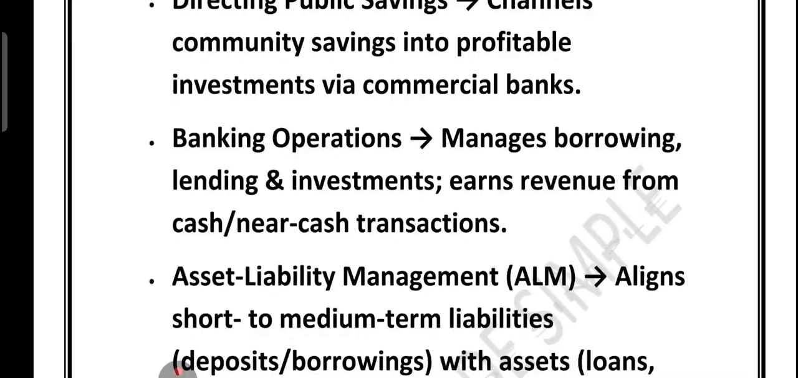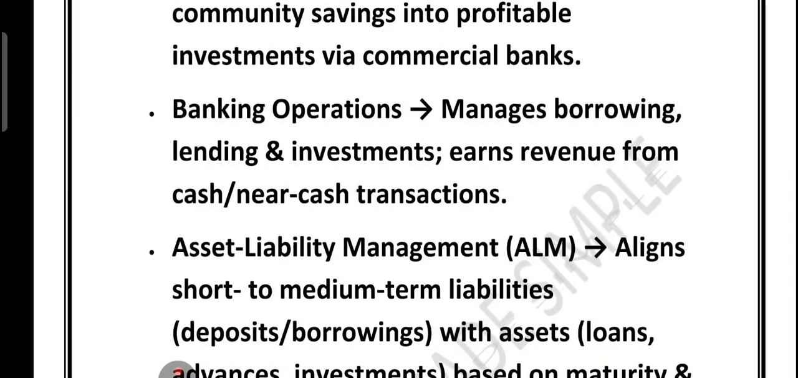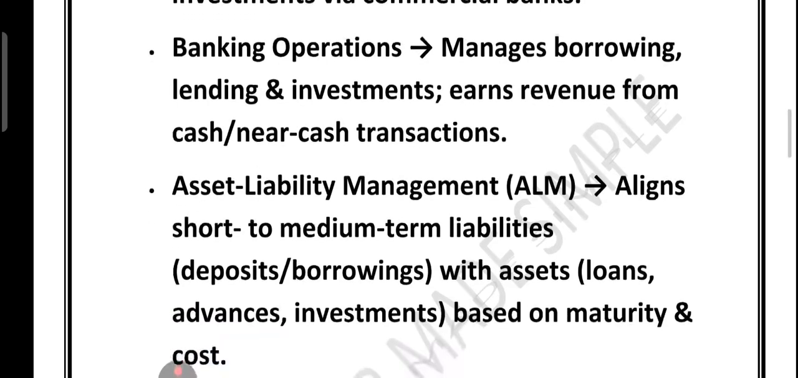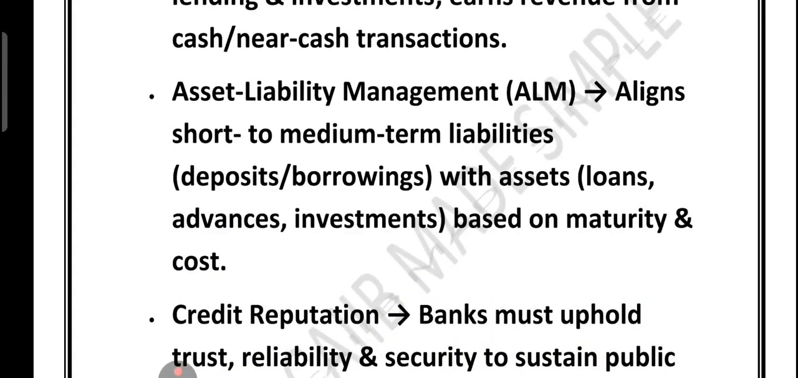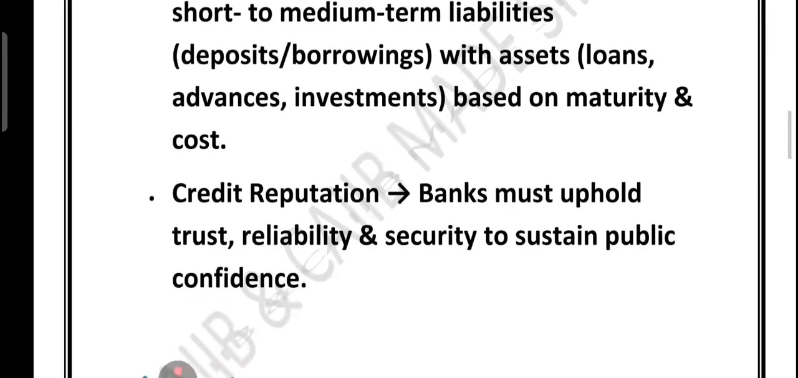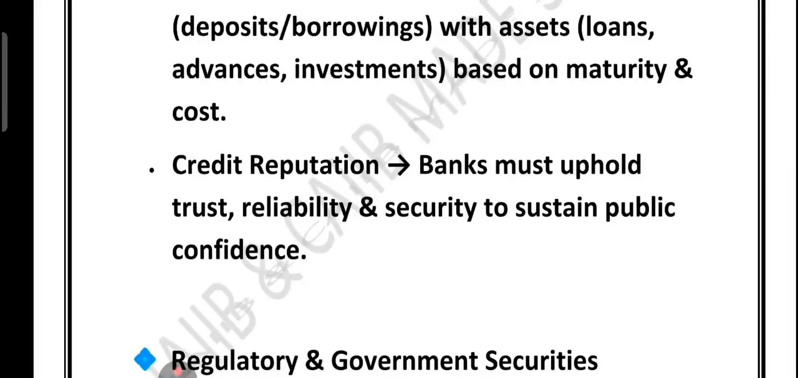Second point, treasury is overseas borrowing, lending, investment activity. Banks also earn revenue from cash and near cash transactions. ALM I have already told you, asset liability management. So banks align their short and medium term liability with assets, right? Based on maturity and cost. Basically ALM ensures that the bank is still liquid and financially stable.